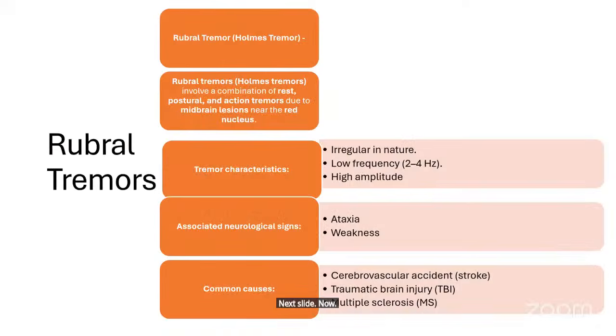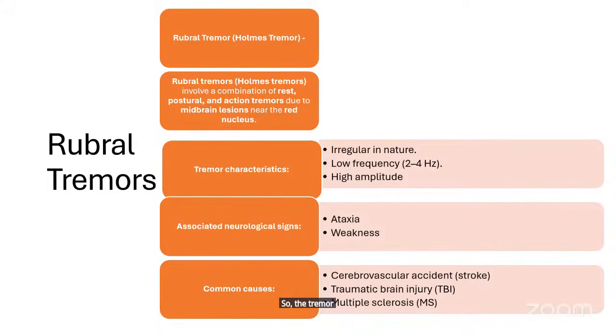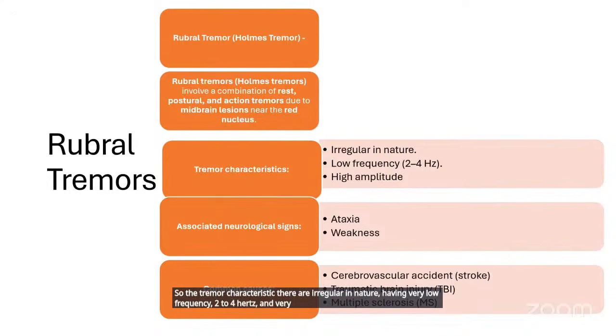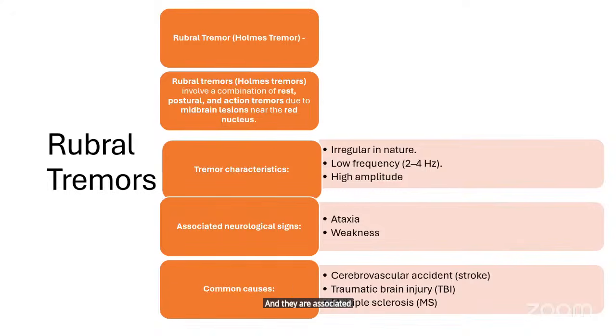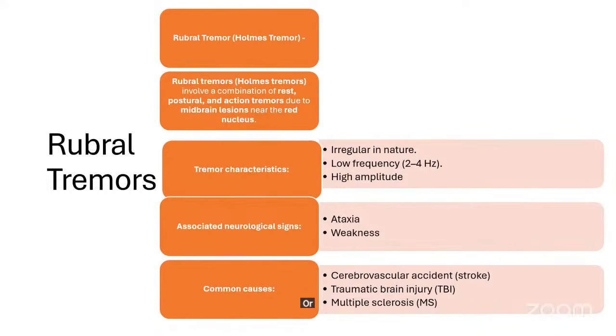Now coming to rubral or Holmes tremor. They involve a combination of rest, postural, and action tremors due to midbrain lesions near the red nucleus. The tremor characteristics are that they are irregular in nature, having very low frequency, 2 to 4 hertz, and very high amplitude. They are associated with neurological signs like ataxia due to cerebellum involvement or other brainstem involvement, and they can be associated with hemiparesis or other weakness. The common causes are severe traumatic brain injury and multiple sclerosis.